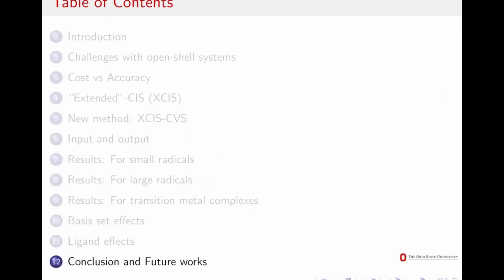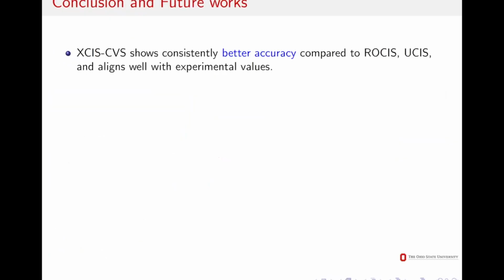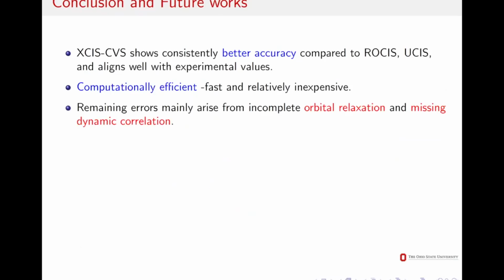So I just want to conclude. Note that XCIS-CVS shows consistently better accuracy compared to ROCIS and unrestricted CIS, and aligns well with the experimental values. As I did it with the core-valence separation, it's computationally efficient, fast and relatively inexpensive, exactly at the cost of ROCIS. There are remaining errors coming from incomplete orbital relaxation and missing dynamic correlation.